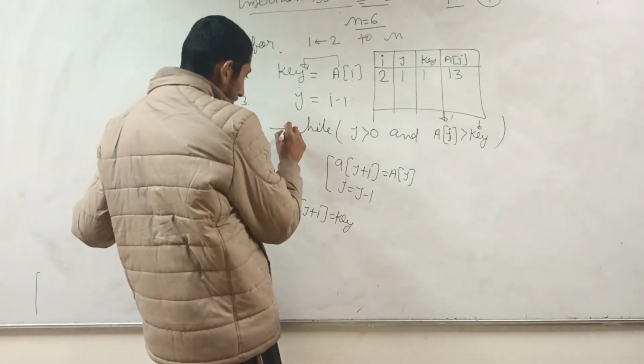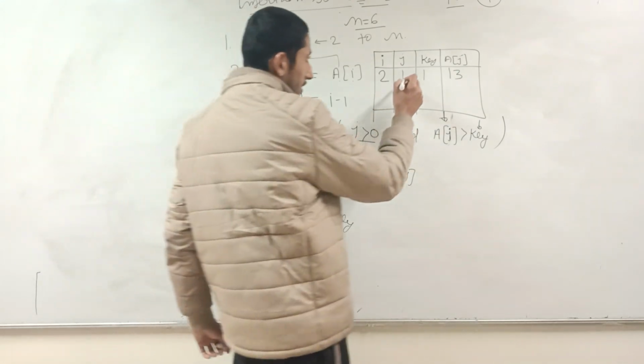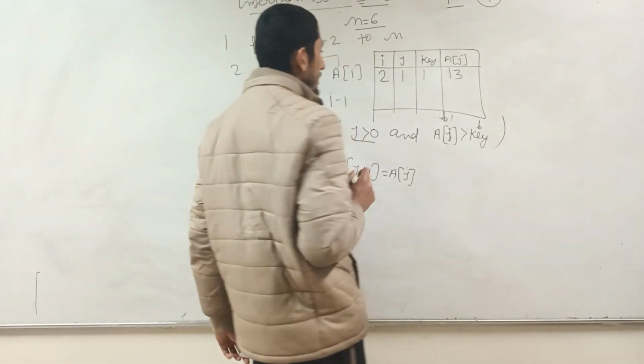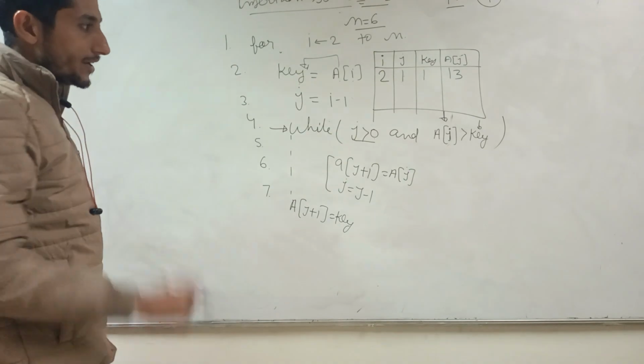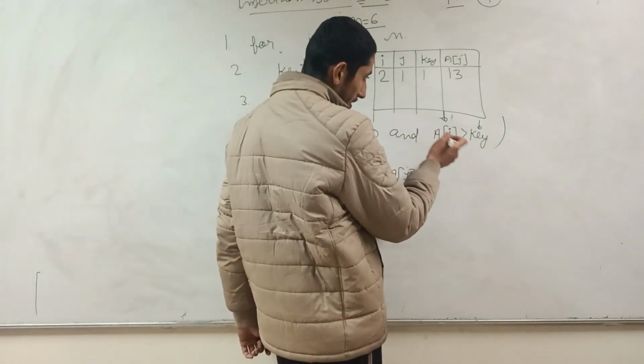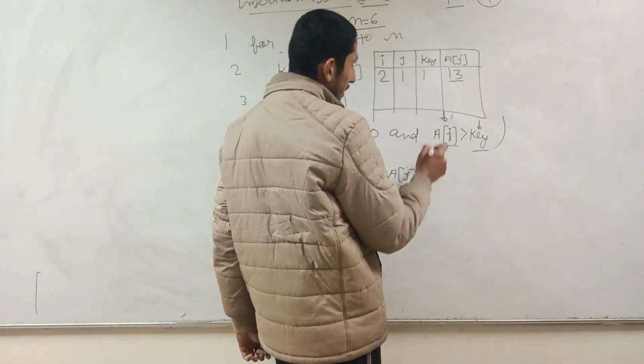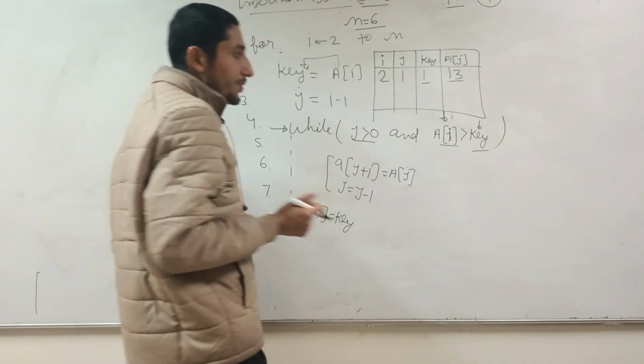Then come to the while loop. Just check these two conditions. The value of j should be greater than 0. The current value of j is 1, so it is greater than 0. So there is no point of discussion. The second one is a[j]. What is the value of a[j]? That is 13, and it should be greater than key. What is the value of key? It is 1.